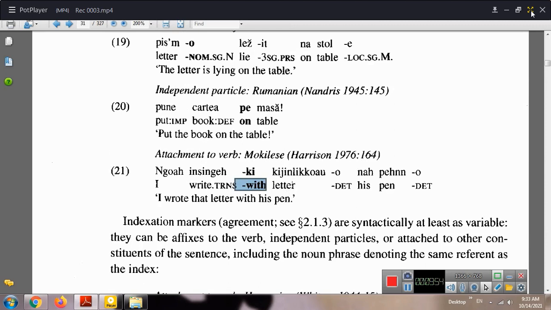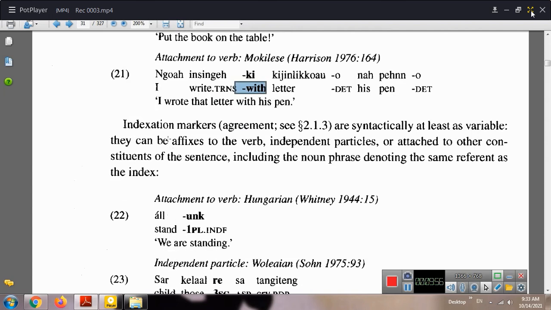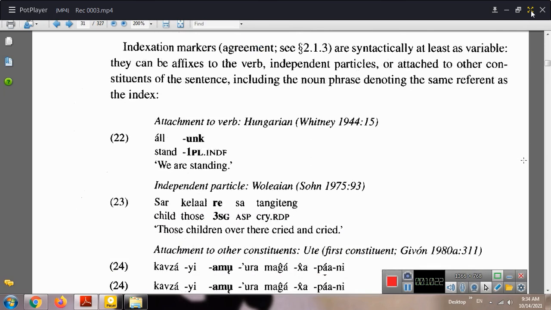Indexation markers, meaning agreement, are syntactically at least as variable. They can be affixes to the verb, independent particles, or attached to the other constituents of a sentence, including the noun phrase, denoting the same reference as an index. Here we can see its example.